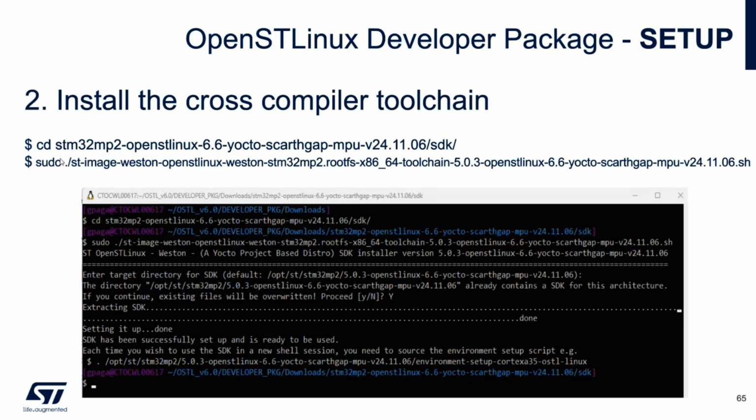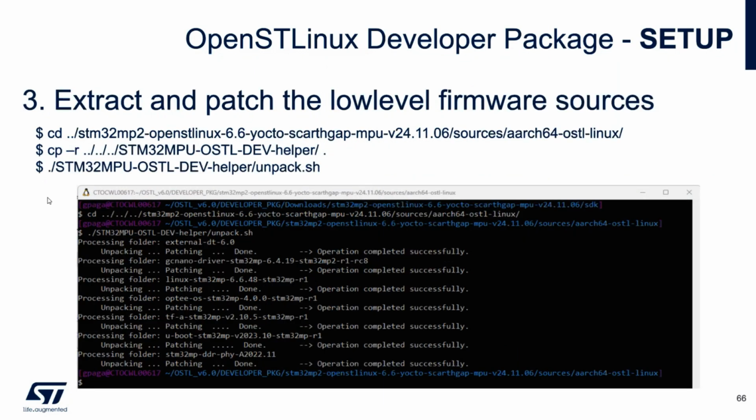The second operation that we are going to do is to install the toolchain. To install the toolchain, we just need to run the installer script with administrative permission. The last operation is just the unpack of the source code. As you can see, my script enters inside each folder: the external device tree, the G nano driver, I will explain what this is, and the Linux, OP-TEE, trusted firmware, U-boot, etc. Okay, let's start with this operation together.